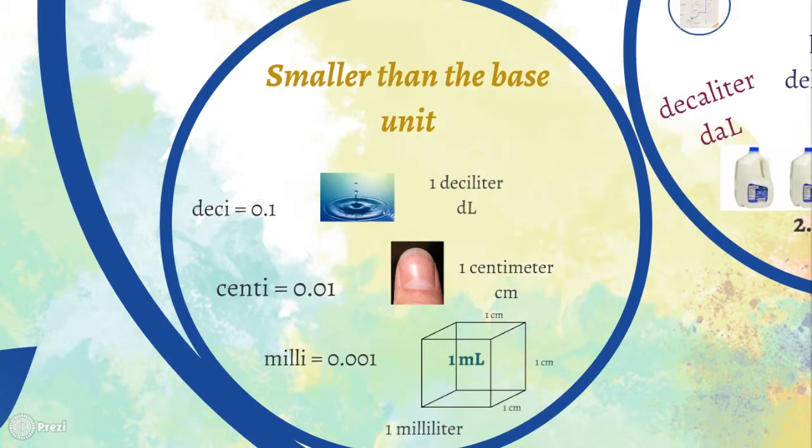Each base unit and prefix has an abbreviation. For liter, we use uppercase L so as not to get it mixed up with the number 1. For meter, we use a lowercase m, and for gram, a lowercase g. Now to the prefixes, for deci, it's a lowercase d. So when you put the two together, the prefix and the base, this is what you get. For deciliter, you would write lowercase d, uppercase L.